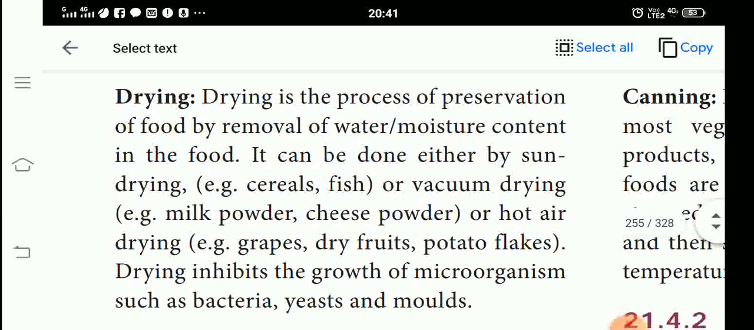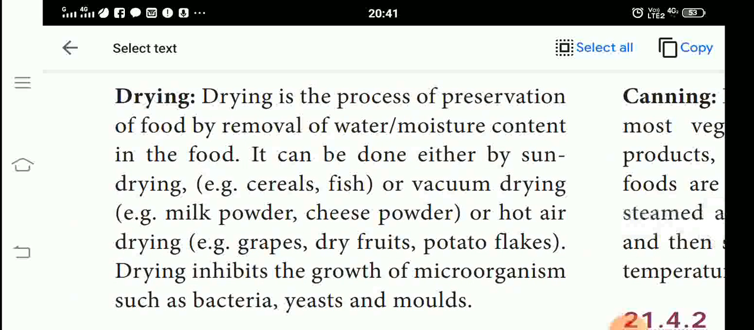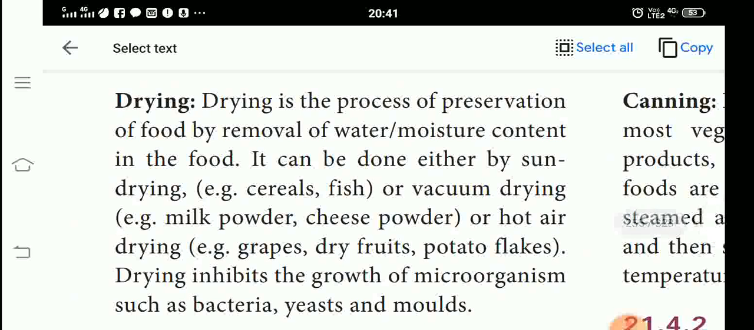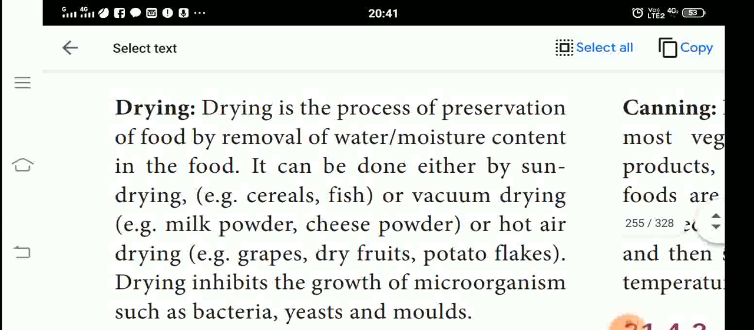It can be done either by sun drying (cereals, fish), or vacuum drying (milk powder, cheese powder), or hot air drying (grapes, dry fruit, potato flakes). Drying inhibits the growth of microorganisms such as bacteria, yeast and mold. That is a very good preservation method, drying.